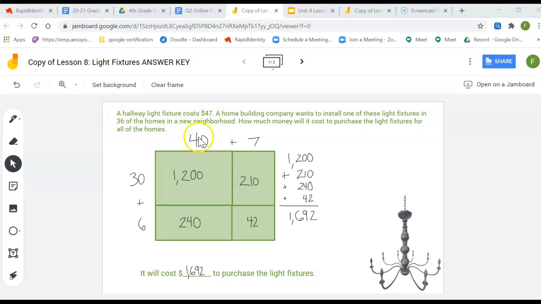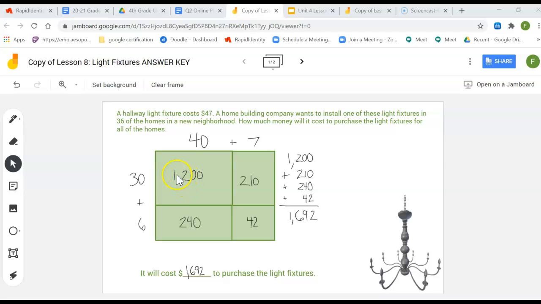47, same thing, that's been decomposed to 40 plus 7. It's a lot easier to do multiplication using a 40 and a 7 as opposed to just a 47. All right, so those have been decomposed, and my first step, of course, is to multiply the 30 times the 40, and I get 1,200.